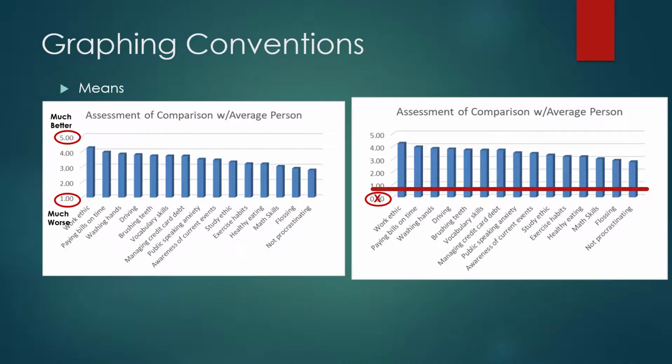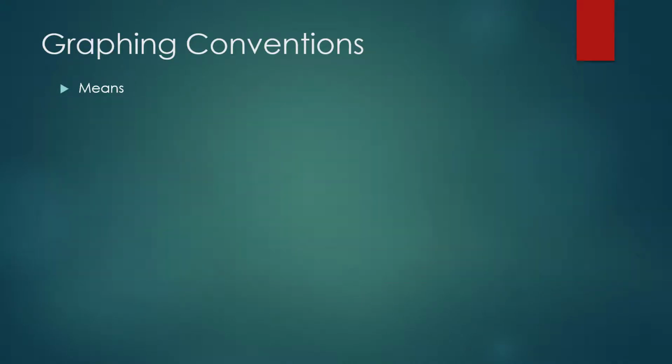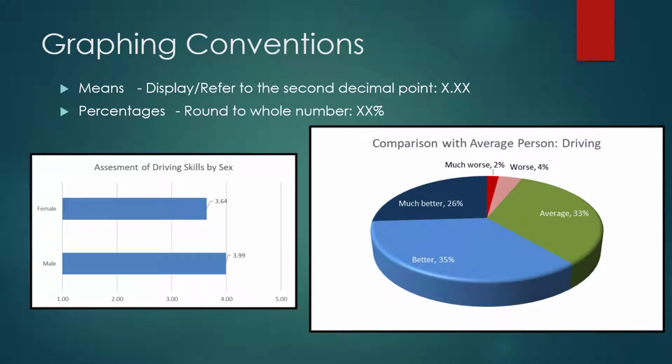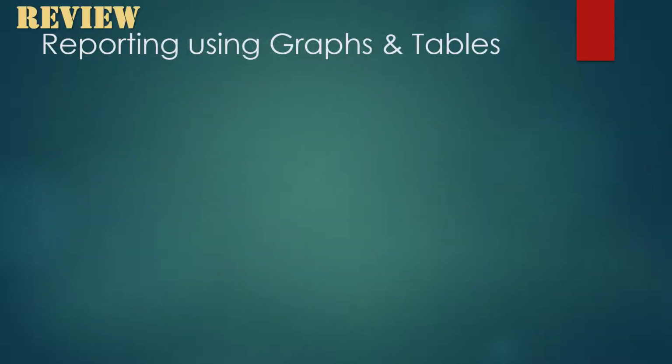Also notice that, for means, we tend to report to the second decimal place, 3.64 and 3.99, not 3.6 and 4. And I already noted that, for frequency percentages, we tend to round to the nearest whole number, 26% instead of 25.9%. Let's do a quick review so I can see if I forgot anything.